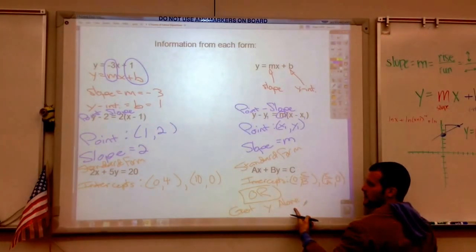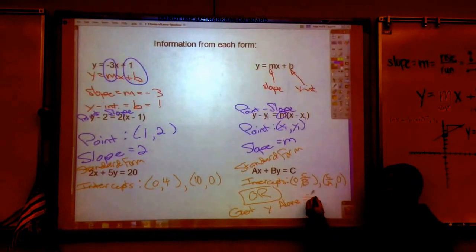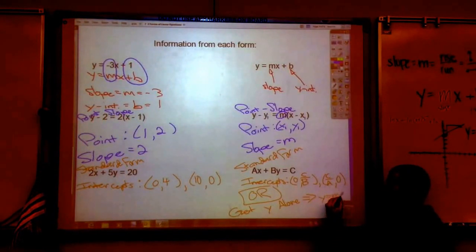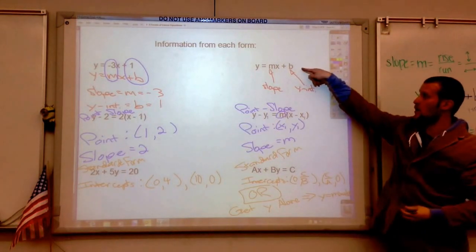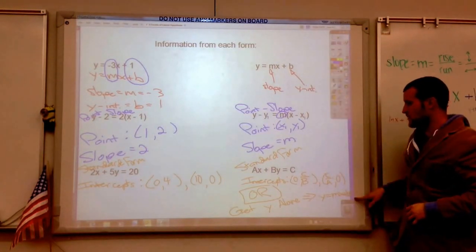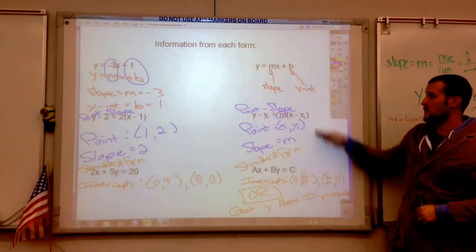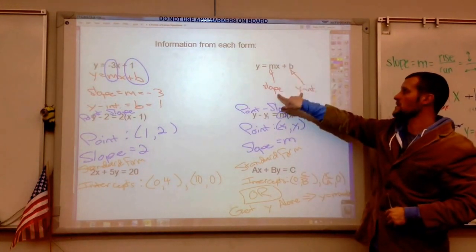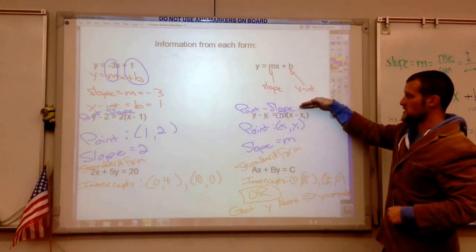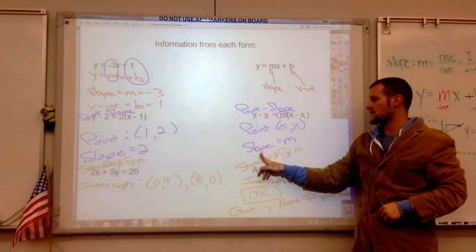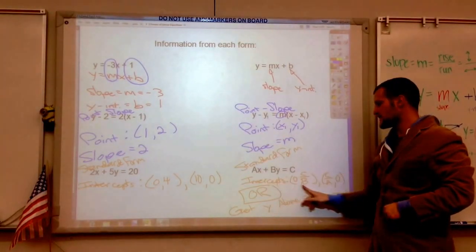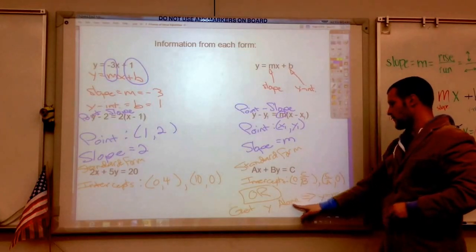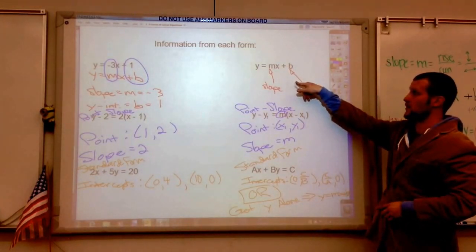and when you get y alone, you'll have y equals mx plus b, and then we can use what we know about slope-intercept form, because we'll be there. So this is the information you can pull out. Slope-intercept form, slope and y-intercept. Point-slope form, a point and the slope. And then standard form, we can either get our intercepts by dividing things, or we can get y alone and go to slope-intercept form.